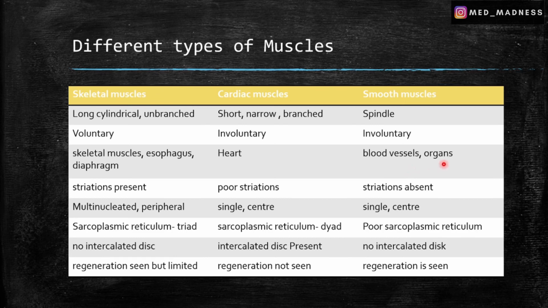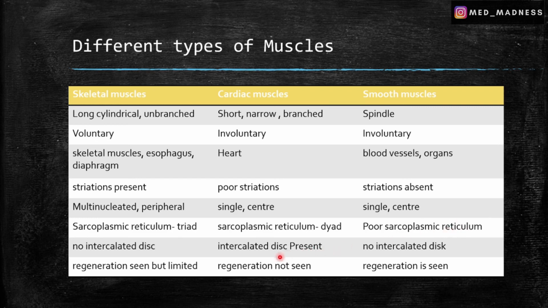What about the striations? In skeletal muscles, striations are present. There are very poor striations in cardiac muscles, and striations are absent in smooth muscles. Remember the pictures. Skeletal muscle is multinucleated with peripheral nuclei. The nucleus is single and central in cardiac muscles and smooth muscles. What about the sarcoplasmic reticulum? It is in triads here, it is dyads here, and here there is poor development of sarcoplasmic reticulum.